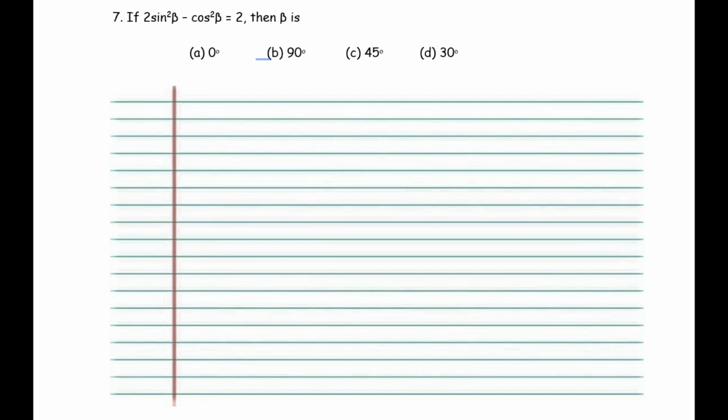Students, now moving to question number 7. If 2 sine square beta minus cos square beta equals 2, then value of beta is. Now what is the given equation? 2 sine square beta minus cos square beta equals 2. Students, we know the identity, sine square theta plus cos square theta equals 1. Now, cos square theta equals 1 minus sine square theta. Now, we replace cos square beta as 1 minus sine square beta. Instead of theta, we have just beta.